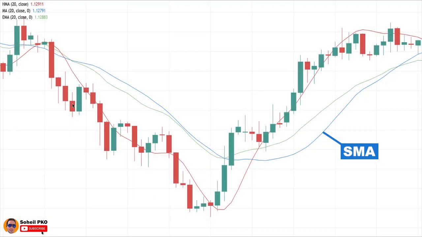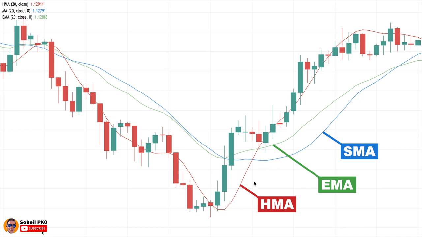Simple moving average, exponential moving average, and Hull moving average. Three of them with the same length of lookback period, but you can see how the Hull moving average minimizes the lag of the other two moving averages, but still keeps the smoothness of the moving average line.